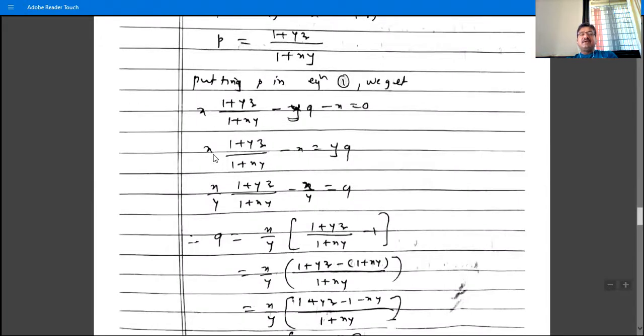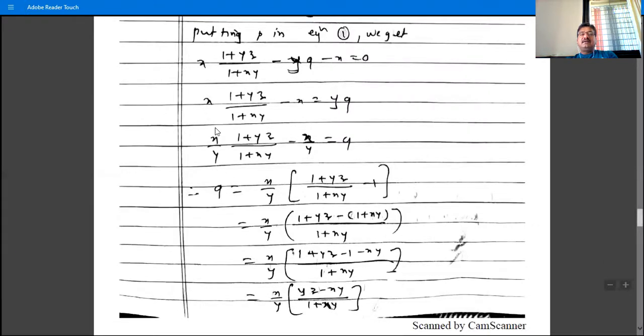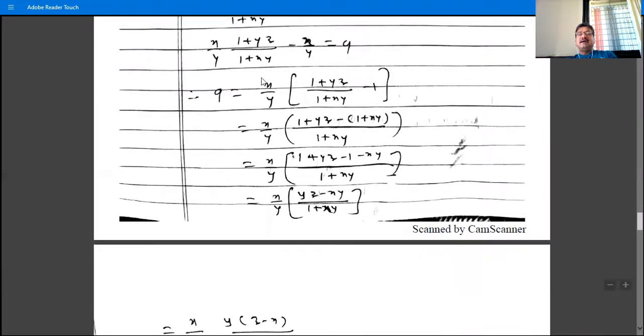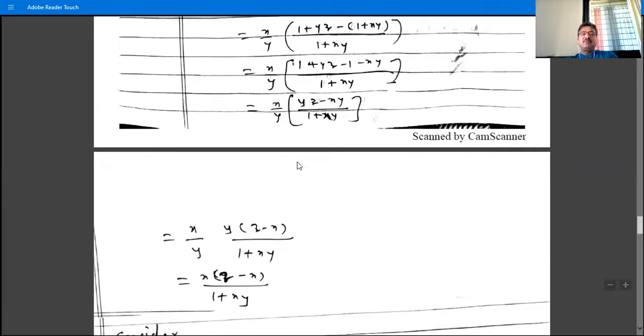Shift this minus yq to the RHS, and then divide by y throughout the equation. So we have x by y, and here is q. Take x by y as common: (1 plus yz) divided by (1 plus xy) minus 1, and the LCM is 1 plus xy. So 1 plus yz minus (1 plus xy), that is 1 plus yz minus 1 minus xy, divided by 1 plus xy. The 1 and minus 1 get cancelled, giving (yz minus xy) divided by (1 plus xy). This is the value of q.